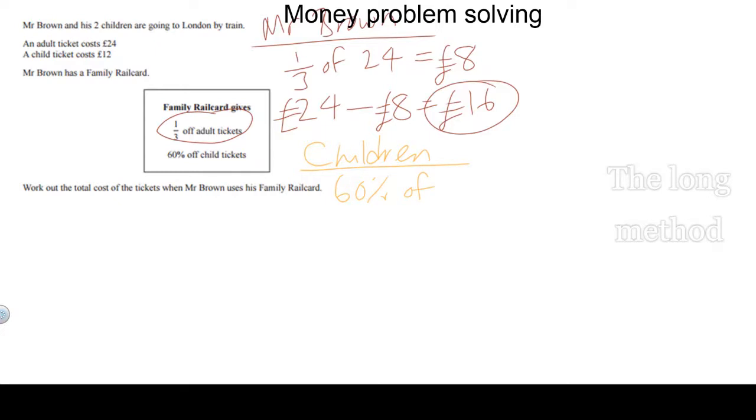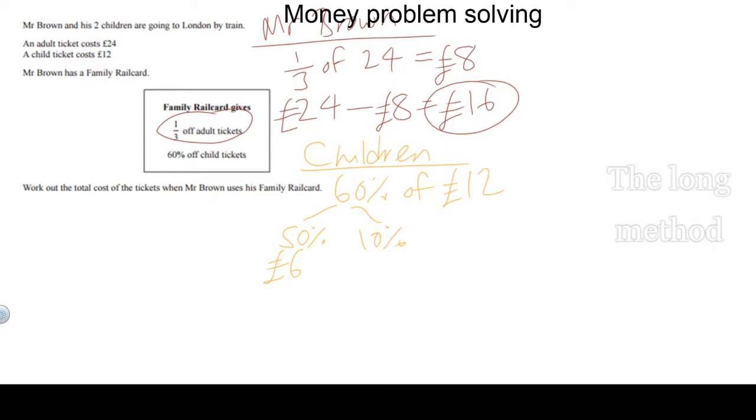60% of £12. Remember, £12 is the full price for a child. 60% is 50% and 10%. 60% is worth 50% and 10%. And you know 50% of £12, 50% means half. Half of £12 is £6.